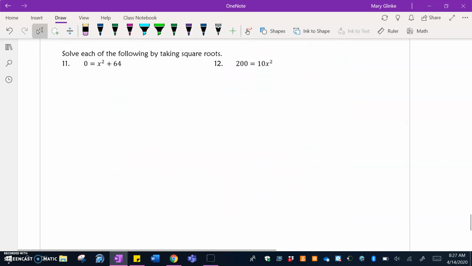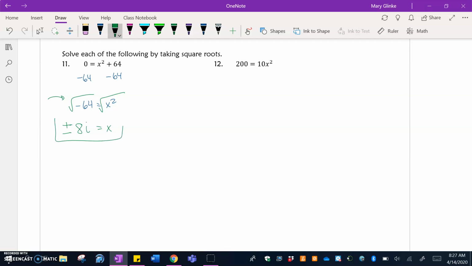Okay, and then our last two problems here, we're going to solve by taking the square roots. So we're going to go ahead and get the squared part alone first. Then we're going to go ahead and square root both sides. When we square root, we're going to write plus or minus, and then we're going to simplify whatever we're square rooting. So the square root of 64 is 8, and then the square root of the negative is an i. So we get x equals plus or minus 8i.